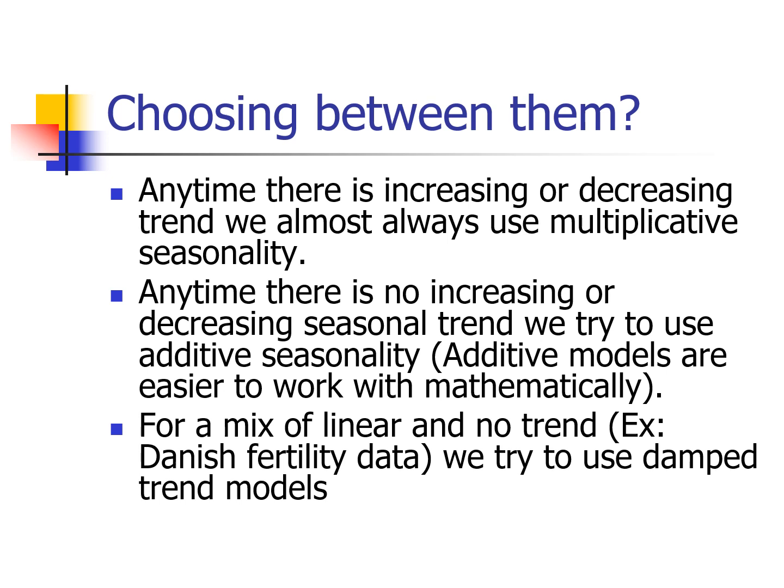How do we choose between them? Anytime there is increasing or decreasing seasonal variation, we almost always use multiplicative seasonality. Anytime there's no increasing or decreasing seasonal variation, we tend to use additive seasonality. We're aware of these rules of thumb. When it looks like we have a mix of linear and no trend, and we'll see an example of this coming up, then we try to use a damped trend model.